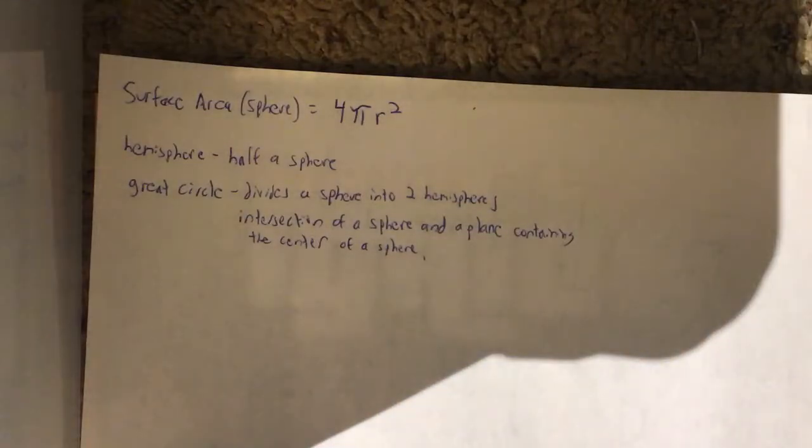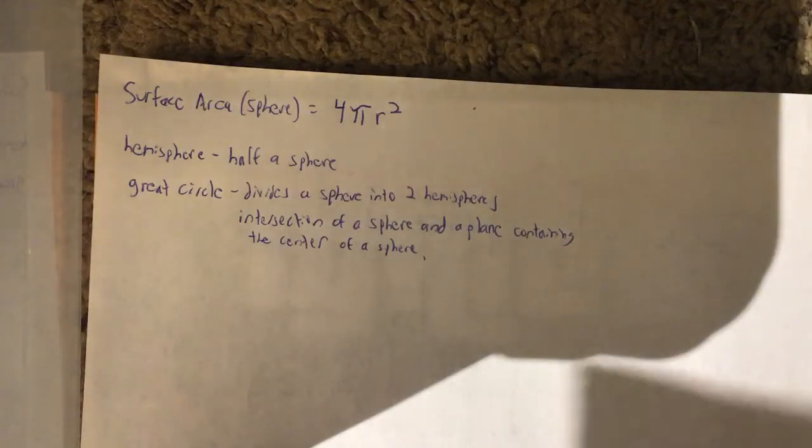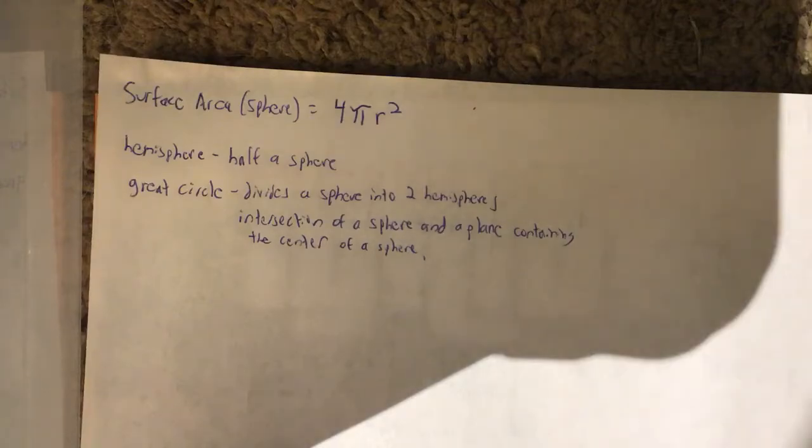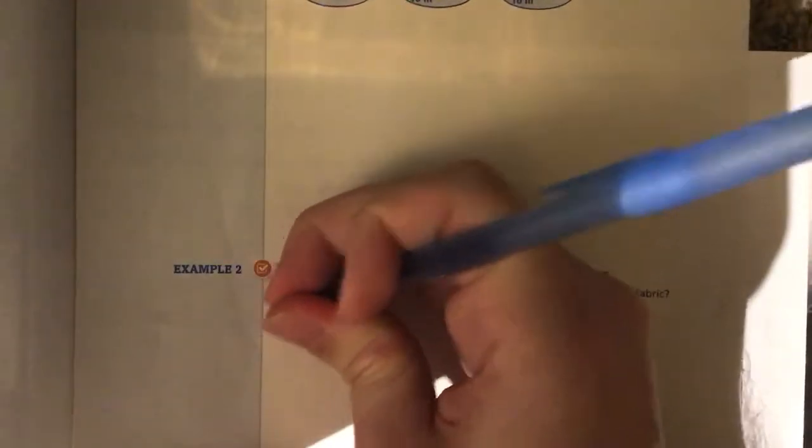So now we're going to do some examples. And I did post these on your page, so you can look at the examples we do. We're not going to do many, but we're going to pick and choose a couple. Okay, so we'll look at example 2 here. It says, what is the largest volume a sphere can have if it is covered by 6 meters squared of fabric? So in this case, when you cover something, that's talking about surface area.